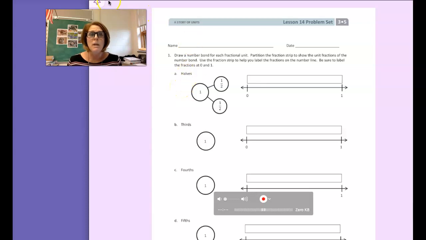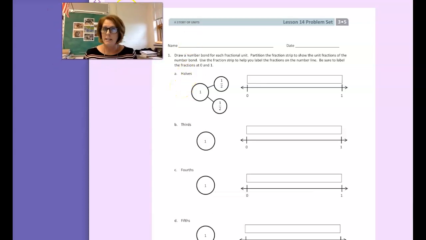Hi boys and girls, we are working on lesson 14 problem set. So we're going to work through numbers 1A through D and number 2 together today.